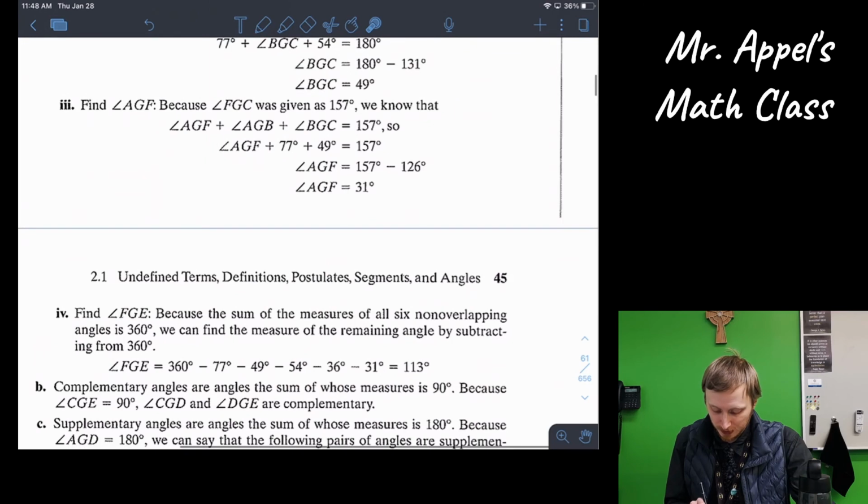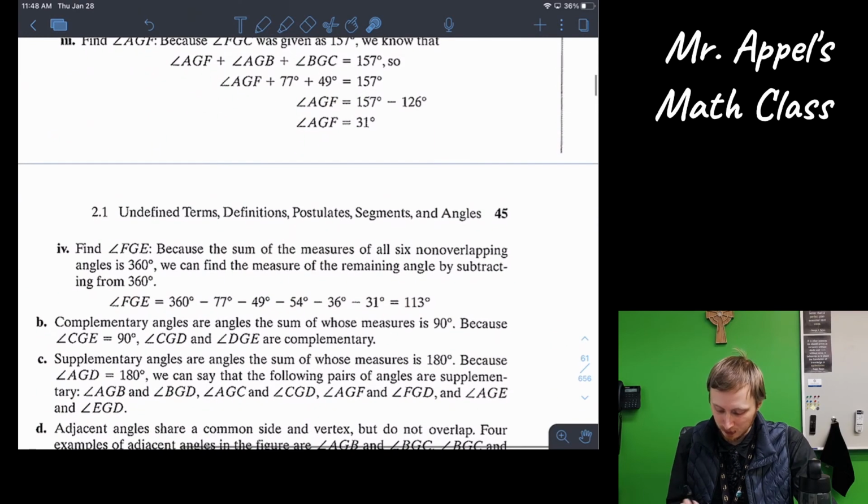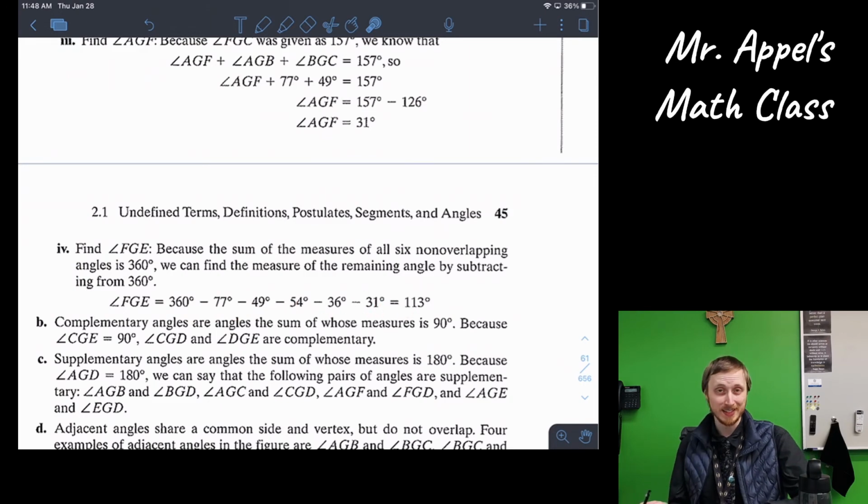And finally, to find angle FGE, because the sum of the measures of all 6 non-overlapping angles is 360 degrees, we can find the measure of the remaining angle by subtracting from 360. So you take 360 minus the known 77, 49, 54, and the 36 and 31 that we just found to get 113 left.